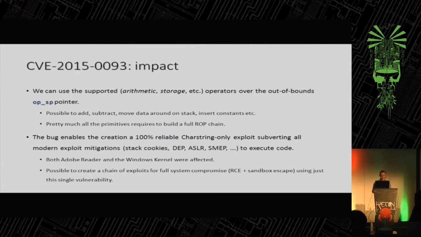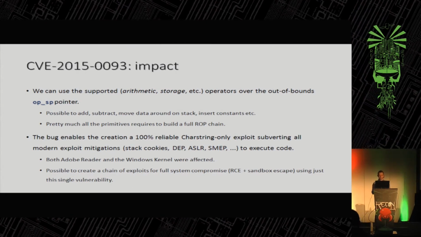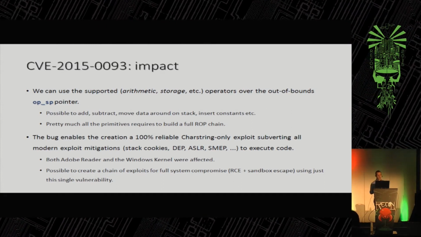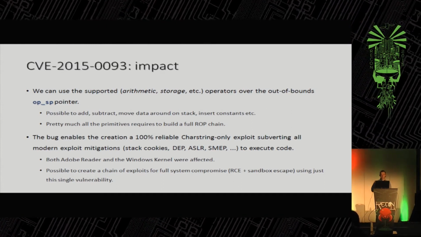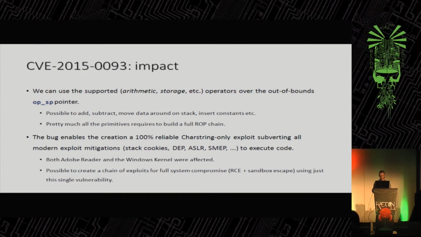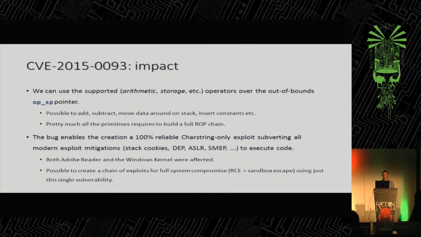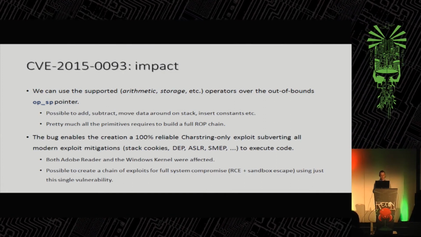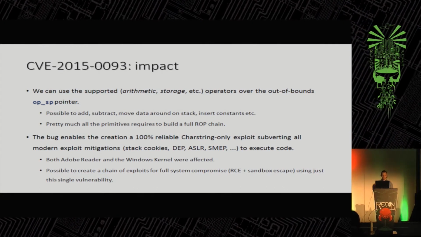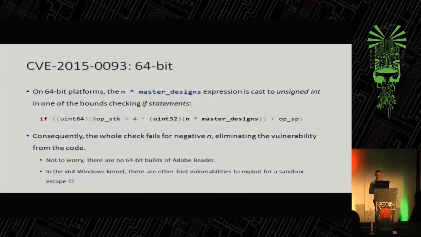And yeah, as a result, the bug enables the creation of a 100% reliable Charstring-only exploit, which subverts basically all of modern exploit mitigations. Stack cookies, obviously, because you can control where on the stack you modify data. DEP, ASLR, because you can just build a ROP chain for yourself, SMAP, etc. Both Adobe Reader and Windows kernel were affected. So this means that you can get RCE in Adobe Reader and then EOP in the Windows kernel using this single bug. Yeah. That's pretty interesting, I guess.